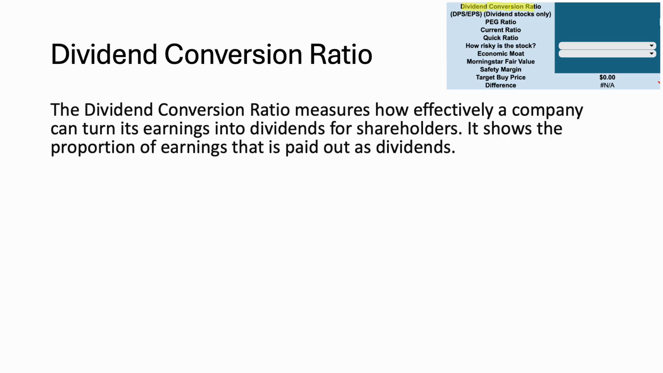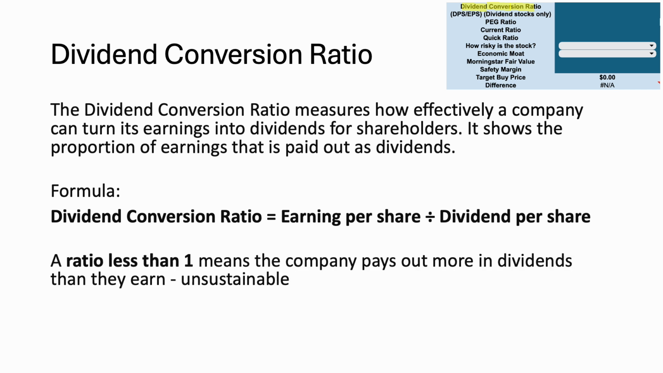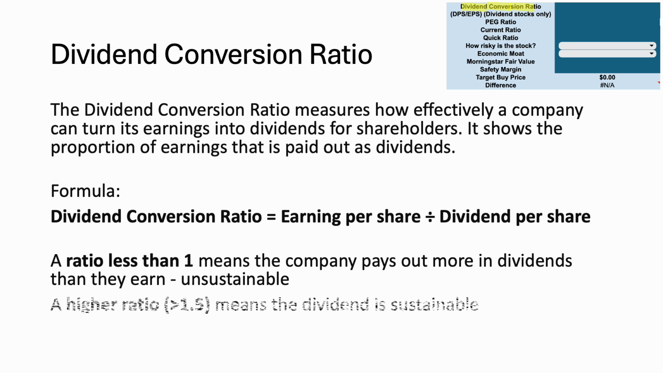The first thing is your dividend conversion ratio. This measures how effectively a company can turn its earnings into dividends for the shareholders. The way it's worked out is you get the earnings per share and then you divide it by the dividend per share. A ratio less than 1 is bad. This means that the dividend is unsustainable. On the next slide, I'll show you an example of this. A higher ratio means that the dividend is sustainable.